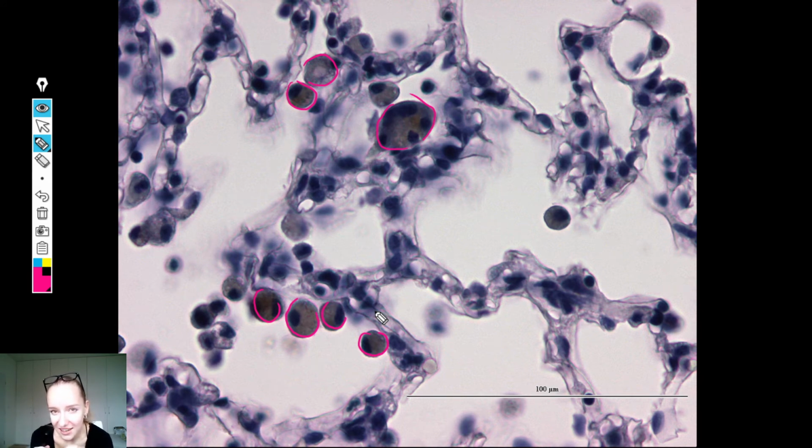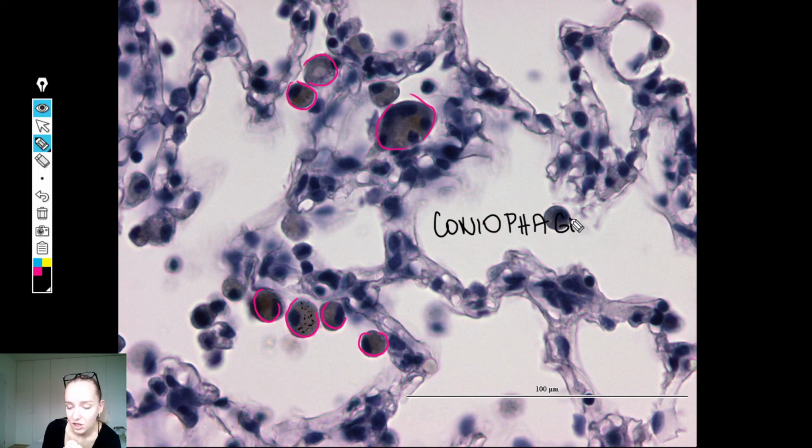And you can see that they are kind of brown. They are brown because they digested dust. In the lungs, they digested the dust. So what we can see inside these macrophages are the dust particles, and that's why they are so brown in here. When the macrophage digests or phagocytoses dust, and they are located in the alveoli of the lungs, they are called coniophages. Coniophages are macrophages that digested dust in the lungs.